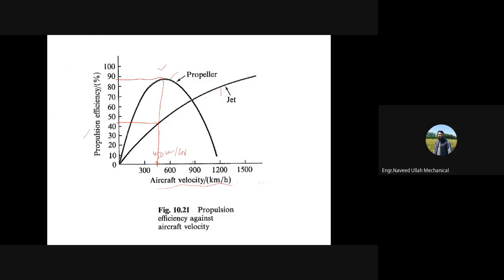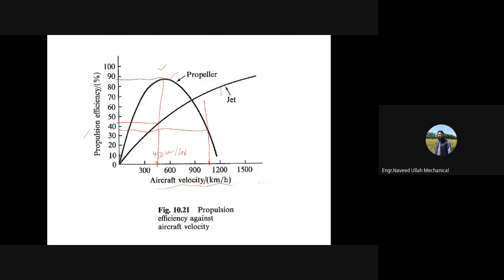Okay, now go to, let's say, for example, 900. Or even 900 ko bhi chhod dein. Go to, let's say, for example, 1100 kilometer per hour. So if the aircraft speed is 1100 kilometer per hour, this turboprop will give you less than 40% efficiency.